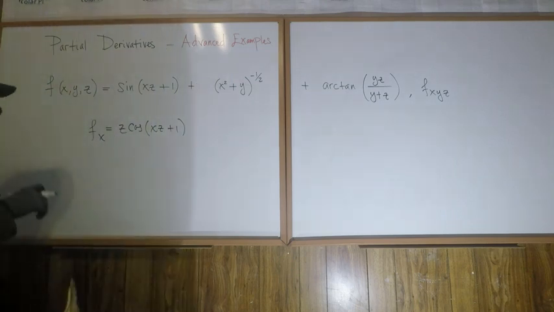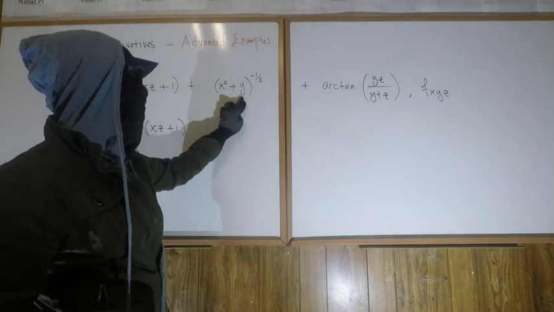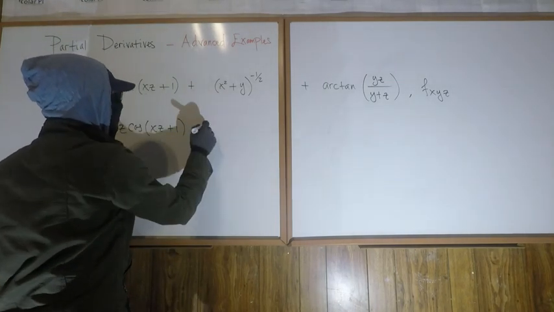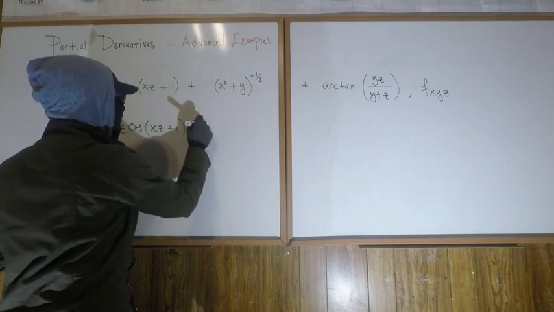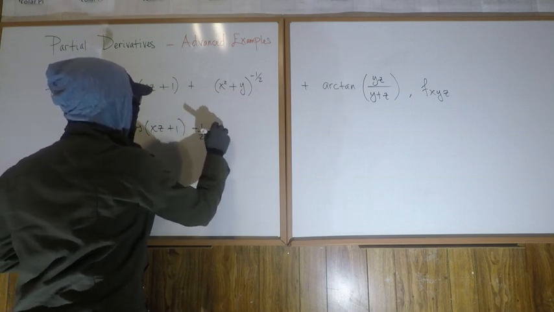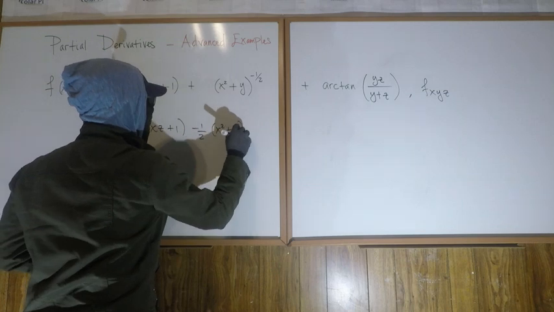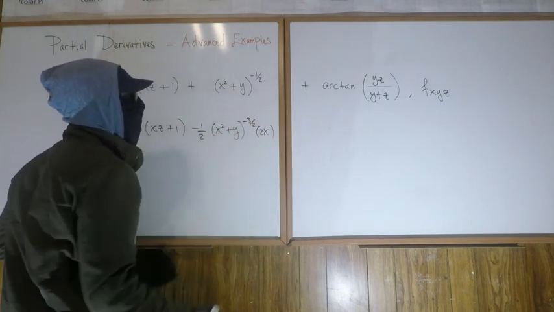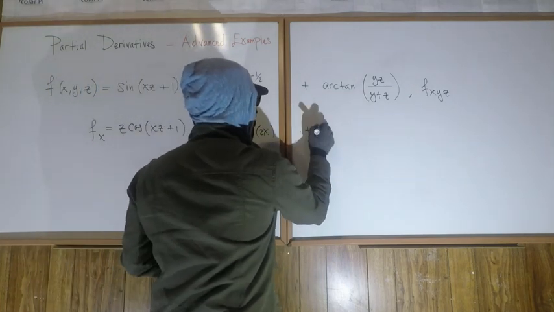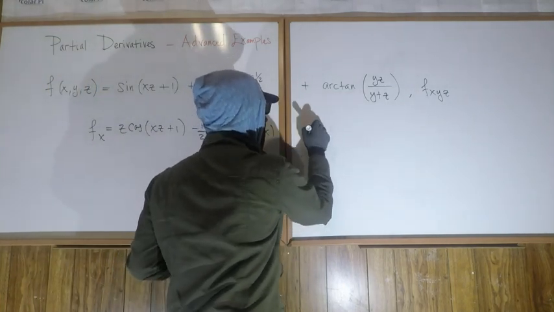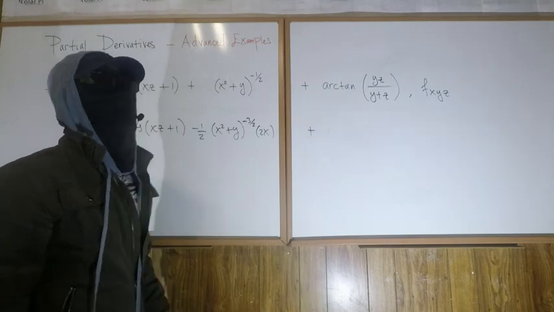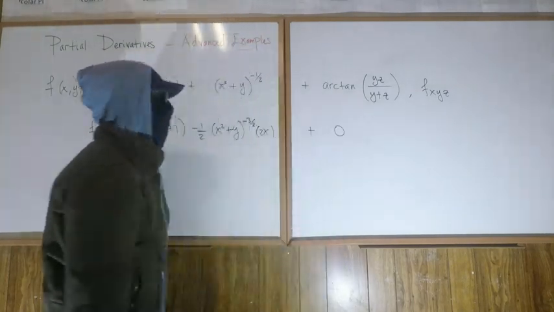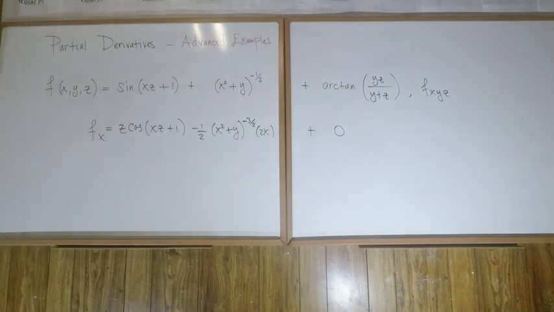And then what about when we get to here? Well, because of the x there, we do have to do derivative in this part, and that's going to be minus 1/2, and then x squared plus y to the negative 3/2 times 2x. Right? Okay, cool. And then this is why we're so happy with this root. Right? Plus 0. Good. Alright. So that's why we liked that.